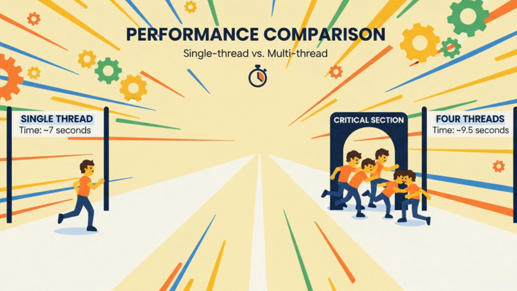Okay, let's look at a concrete example. Say you're running a really CPU-heavy task, something like calculating a huge Fibonacci number. On a single thread, it takes, let's say, about 7 seconds. Now, you'd think, I've got a quad-core machine, I'll use 4 threads, and it'll be way faster. But nope. Look at this. The execution time actually goes up to around 9.5 seconds. It's totally counterintuitive. It goes against everything we think we know about parallel programming.